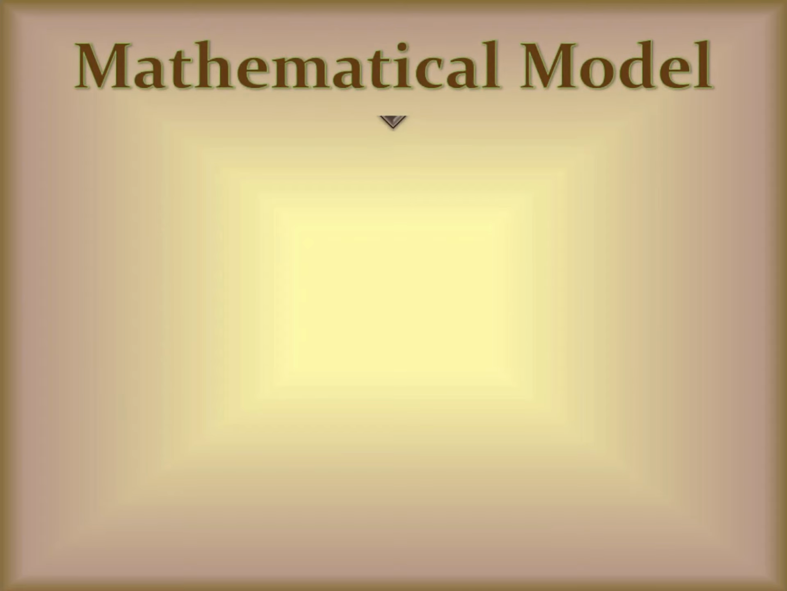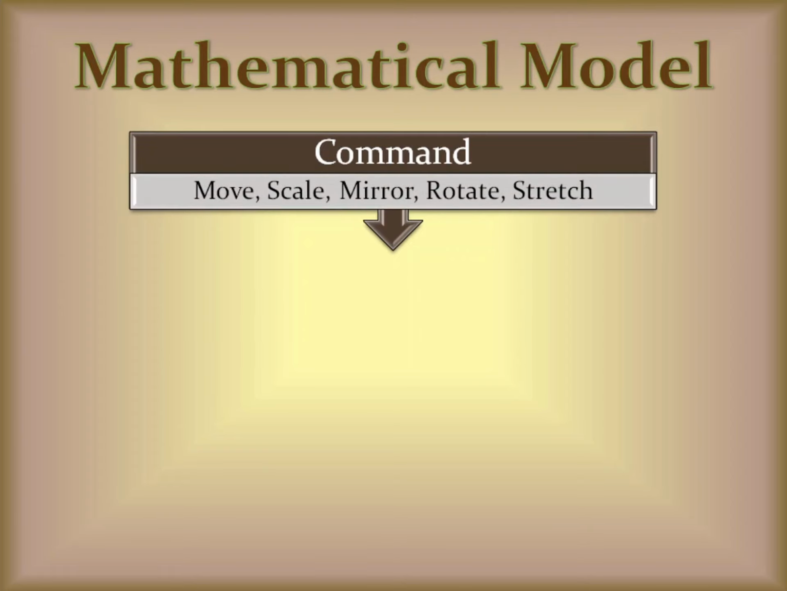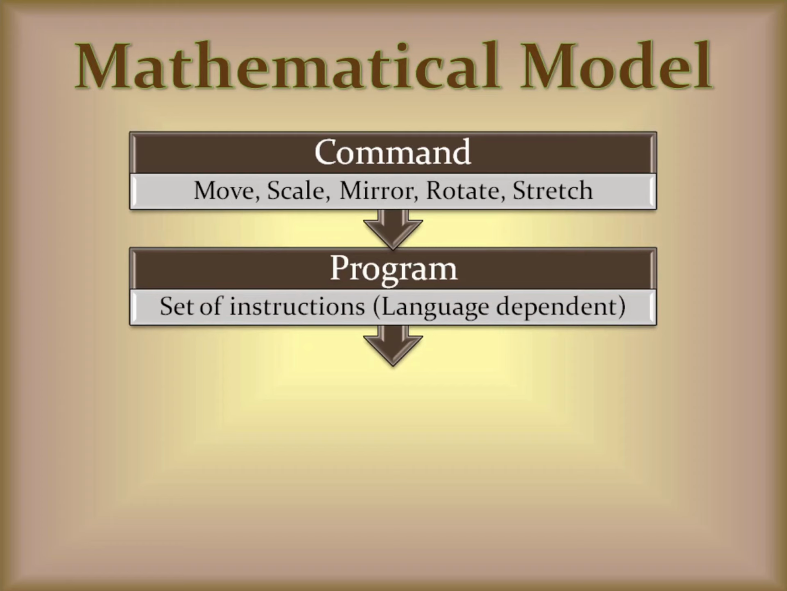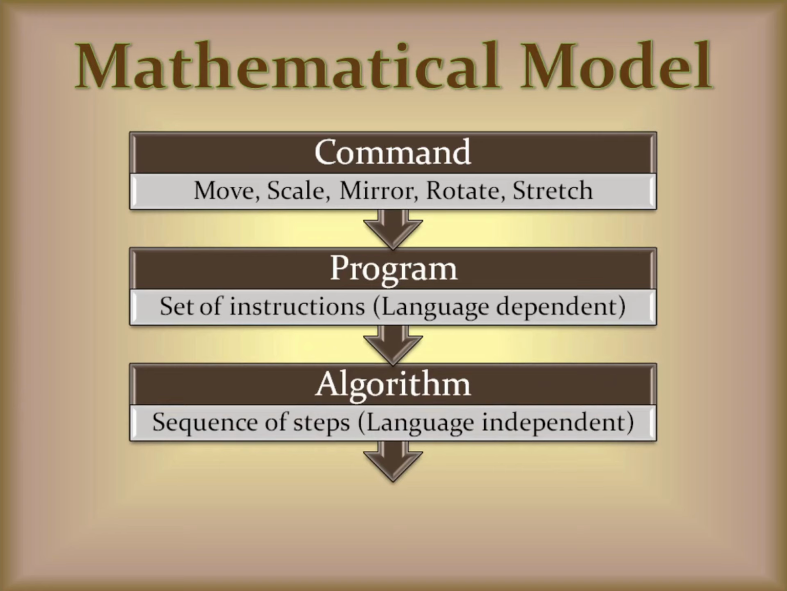Mathematical model. To do any type of transformation, the CAD software uses the respective command. Most software uses commands such as move, scale, mirror, rotate, etc. The command executes a program to achieve the given task of transformation. The program is written in a high-level language, hence it is language dependent. It is developed by an algorithm. The algorithm is nothing but the sequential steps to be followed in the task.